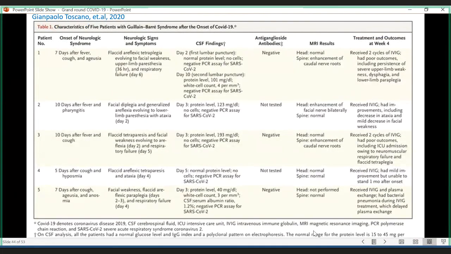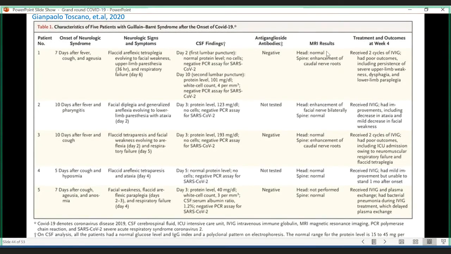On this slide, I'm showing you the characteristics of those 5 patients. Usually the symptoms happen 5 to 10 days from the initial COVID-19 symptoms. Most of the patients developed severe weakness, either tetraplegia or diplegia, and 1 patient had facial diplegia and sensory ataxia. The CSF findings showed the characteristic findings of GBS, with increased protein and low cell count. In 1 patient, the CSF initially showed normal protein, but after repeating the spinal tap 10 days later, the protein was elevated.